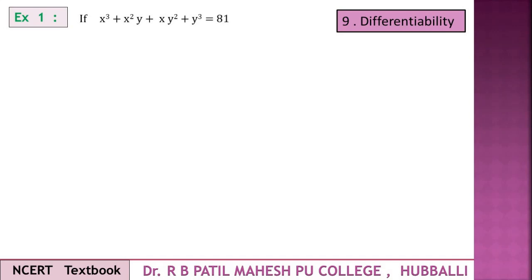See the question. If x cube plus x square y plus x into y square plus y cube is equal to 81, then find dy by dx. Students, this example is an implicit function, or implicit equation. First you have to identify, whenever a question is given, what type of example it is. Then you know how to write the answer.